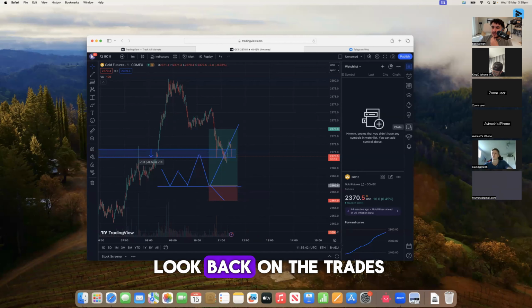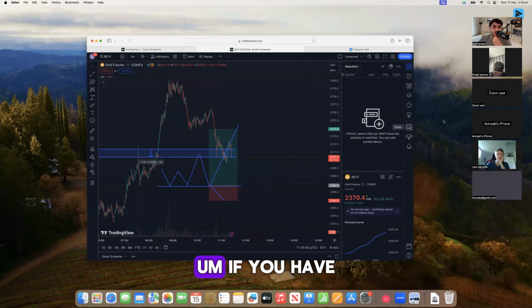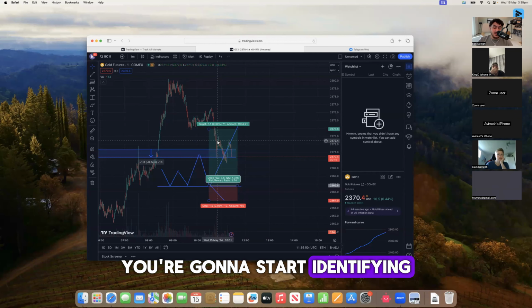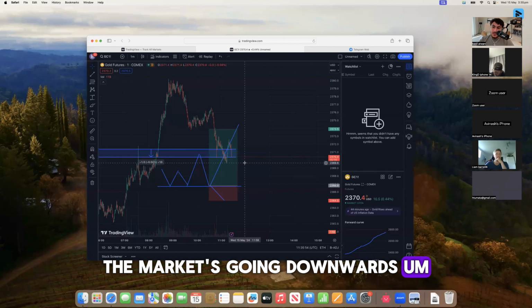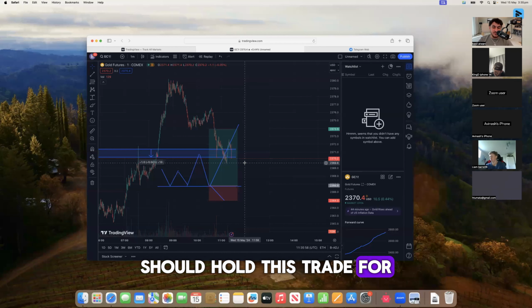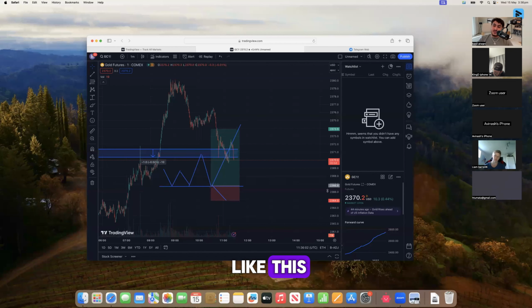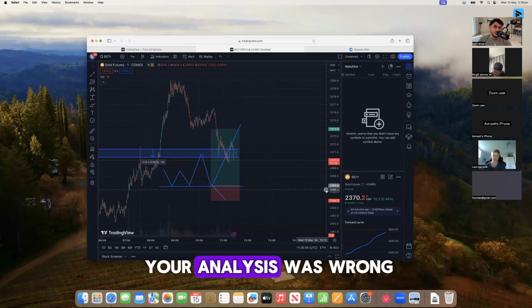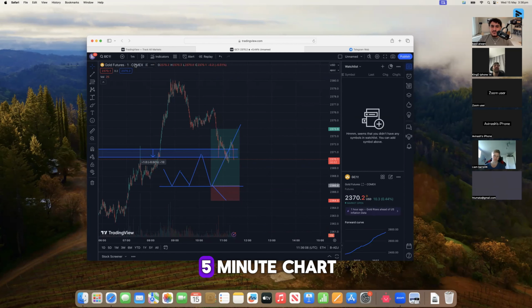How long should we look back on the trades to create a structure on a minute candle? If you have a look at the minute candle, you're going to start identifying trends, right? If the market's going upwards or downwards, it's a good indication of how long you should hold this trade for as well. So if in half an hour's time it's still going like this, more than likely your analysis was wrong and you should get out of that trade, right? So even if you're looking at the 5-minute chart or the 10-minute chart, it's the exact same concept.